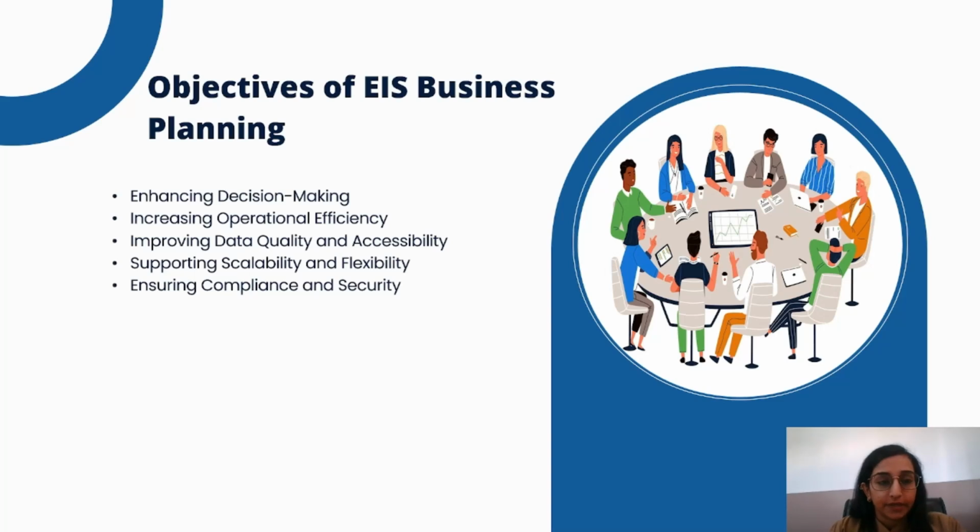Our next topic is objectives of EIS business planning. First objective is enhancing decision making. Second, increasing operational efficiency. Next, improving data quality and accessibility, followed by supporting scalability and flexibility. And last is ensuring compliance and security. So we will discuss one by one.